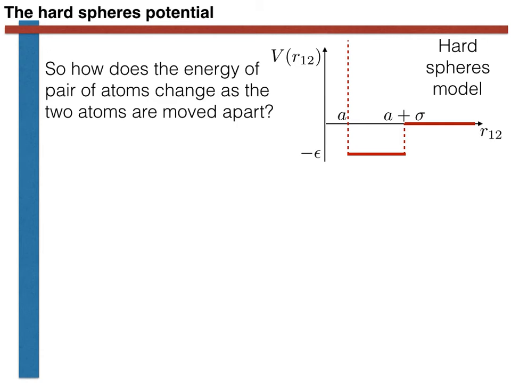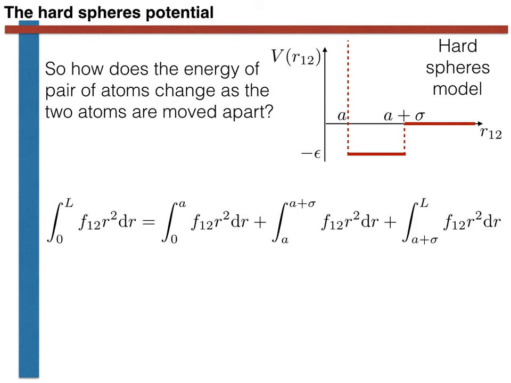Let's now calculate the integral from the previous slide for this particular potential. Obviously, when calculating this integral, it makes sense to divide the potential up into three separate parts. We divide the integral up into three separate parts: a part between 0 and A, a part between A and A plus sigma, and a part between A plus sigma and L as shown here. Furthermore, we also need to remember from earlier that the function f12 can be calculated from the potential as shown here.